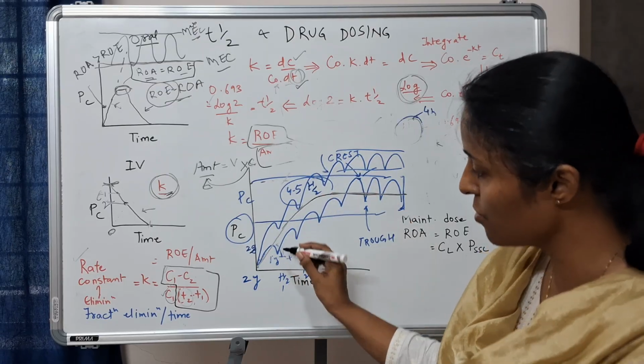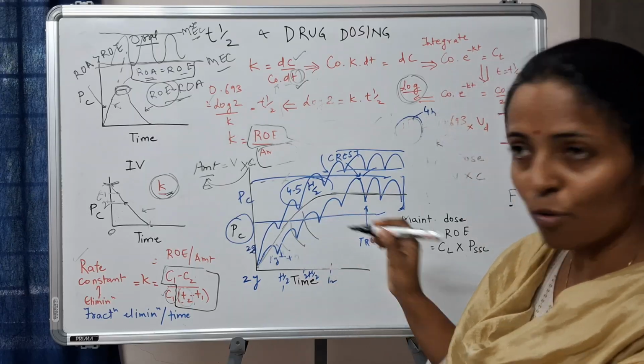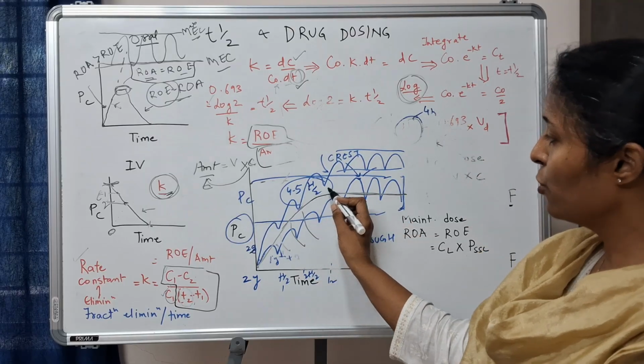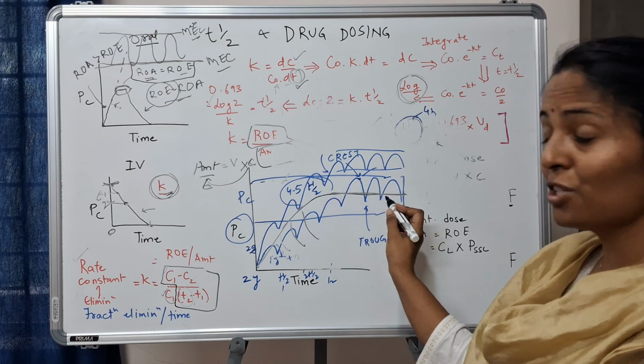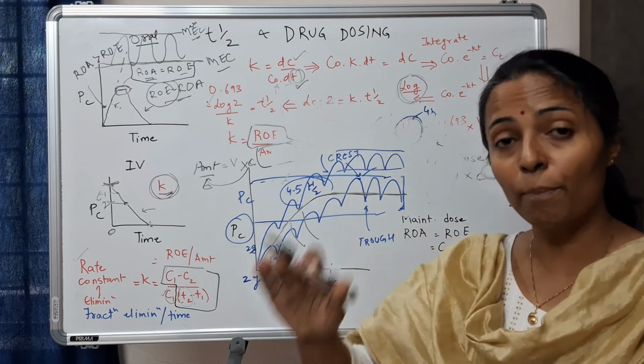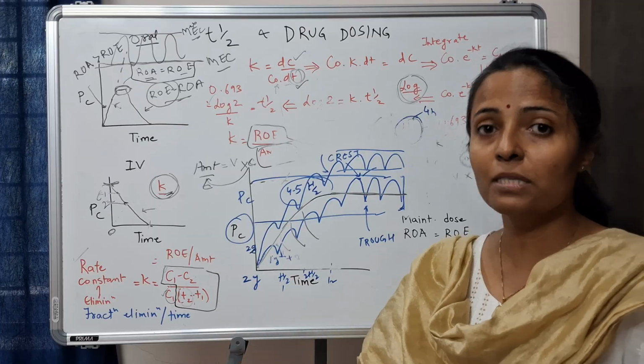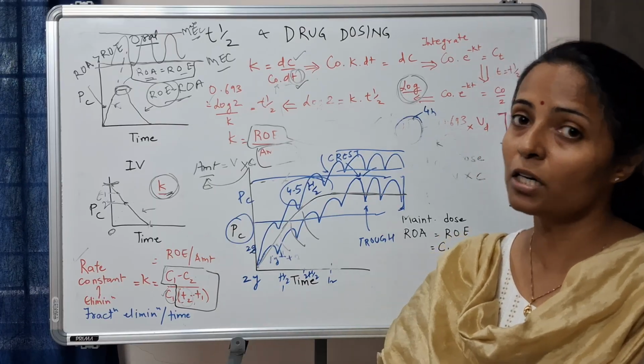Because even when you are infusing, the drug is getting eliminated by the body, isn't it? So after 4 to 5 half-lives, steady state will be reached and it will be maintained. It is not going up and down when it is continuous IV infusion, because you are giving the drug continuously.